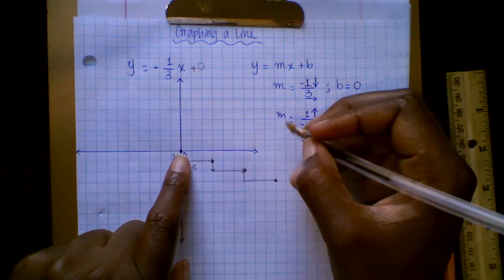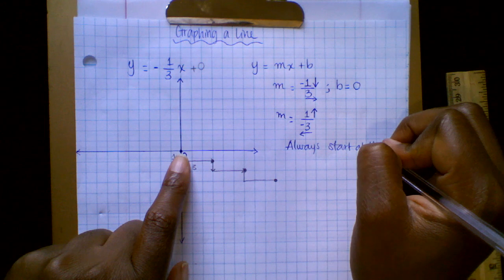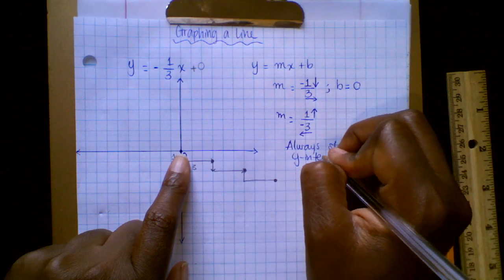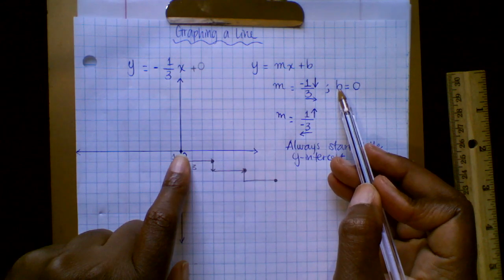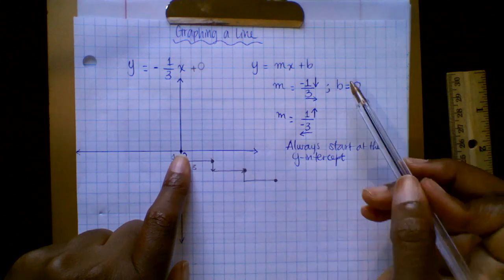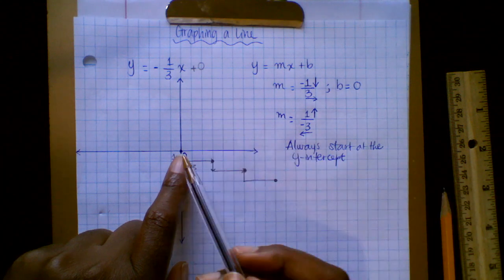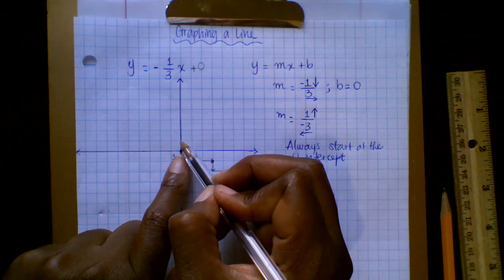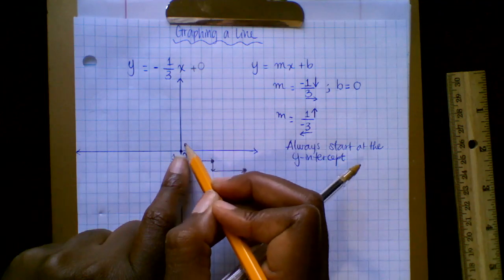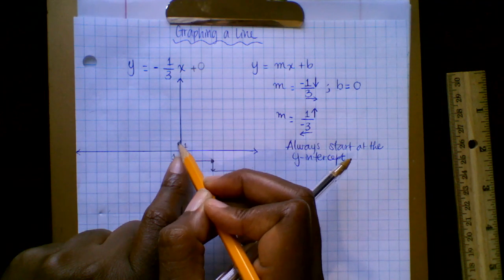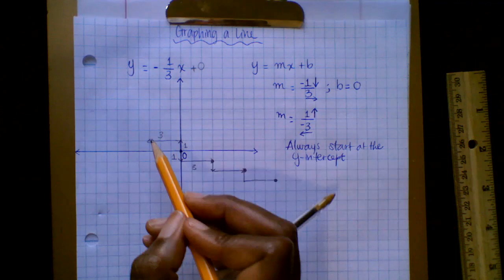Always start at the y-intercept. And the number for the y-intercept is always going to be b. That's what mathematicians decreed a long time ago, and there's nothing you can do about it. When you see b, they're referring to the y-intercept, and our b here is 0. So we start from here, and I'm going to go up 1 and then move to the left 3 times: 1, 2, 3.